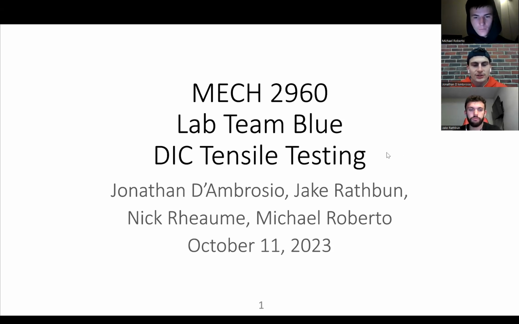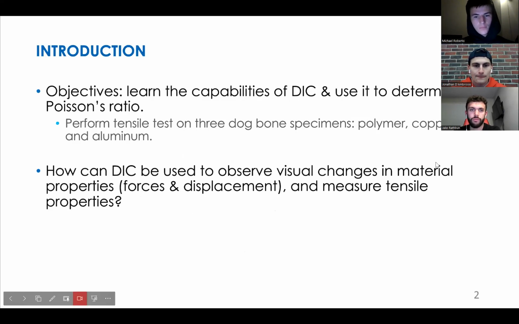This is Team Blue presenting the DIC tensile testing. The team's objectives include learning how to use DIC and gaining an understanding of its capabilities, along with utilizing DIC to find Poisson's ratio. This will be done while performing a tensile test on 3 different dog bone shaped specimens, with the materials being polymer, copper, and aluminum.